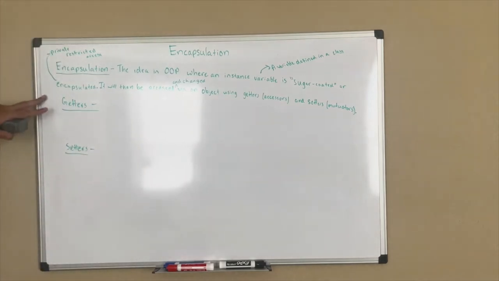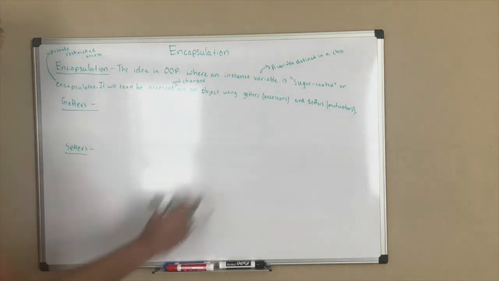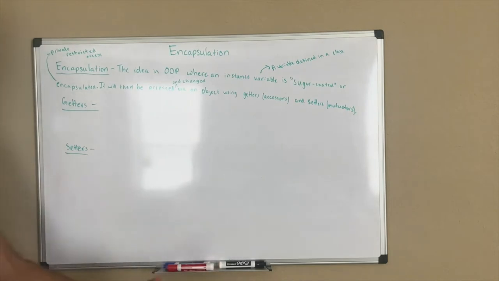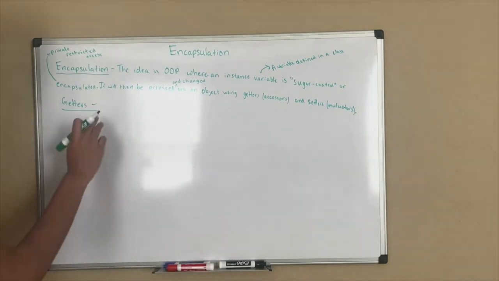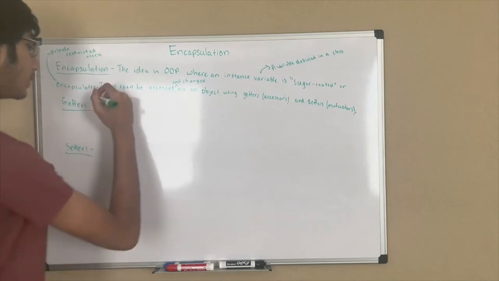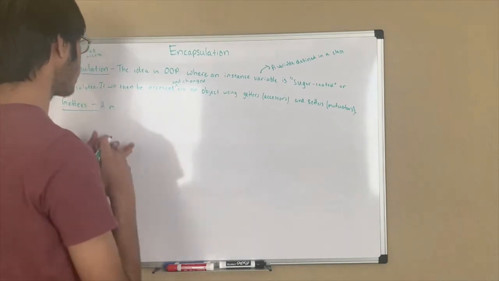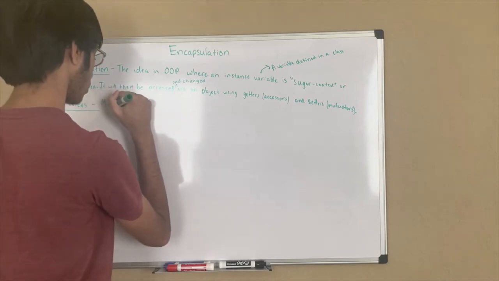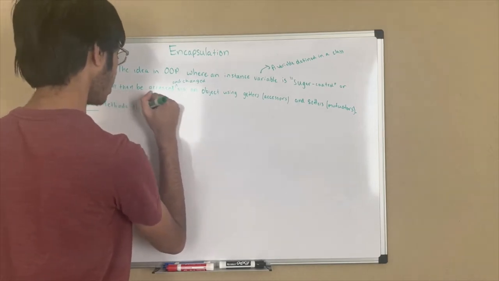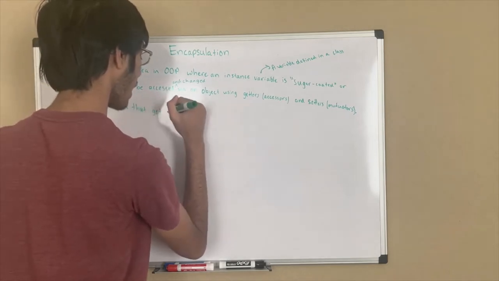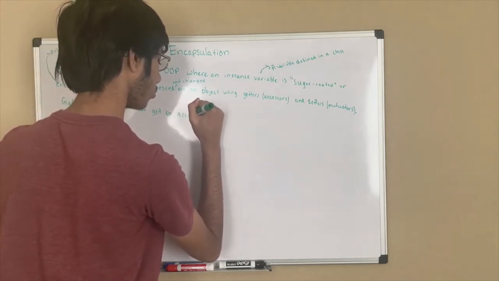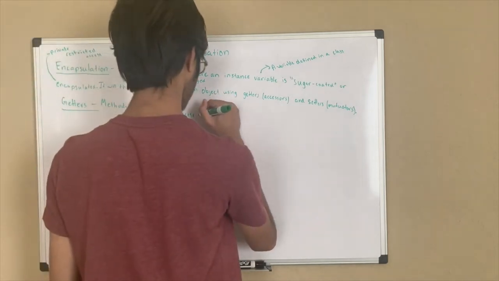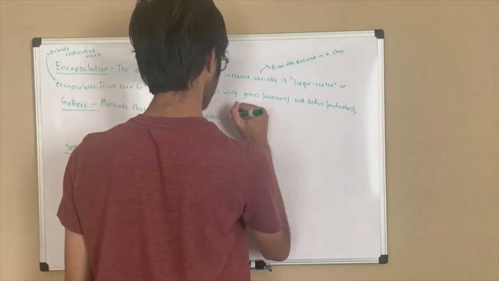So, we have getters and we have setters. Getters are just another word for accessors, and you're going to see why they're called getters or why they're called accessors. Because a getter is a method. Getters are just methods that get or access a value of an instance variable.